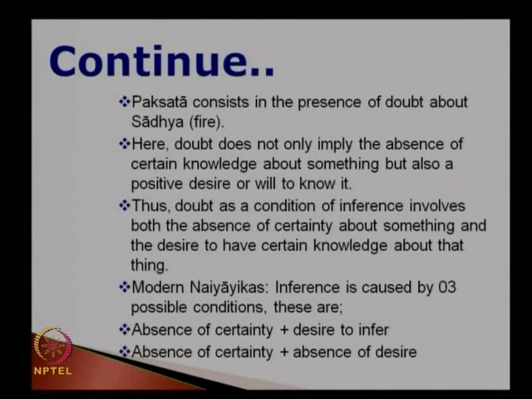They said that modern Nyayikas said that inference is caused by three possible conditions. These are, as I have already discussed with you, absence of certainty plus desire to infer. Now I will give an example which helps to understand the absence of certainty and the desire to infer the situation, and how the psychological ground plays a role in having inferential knowledge, which will be known as valid knowledge or prama.